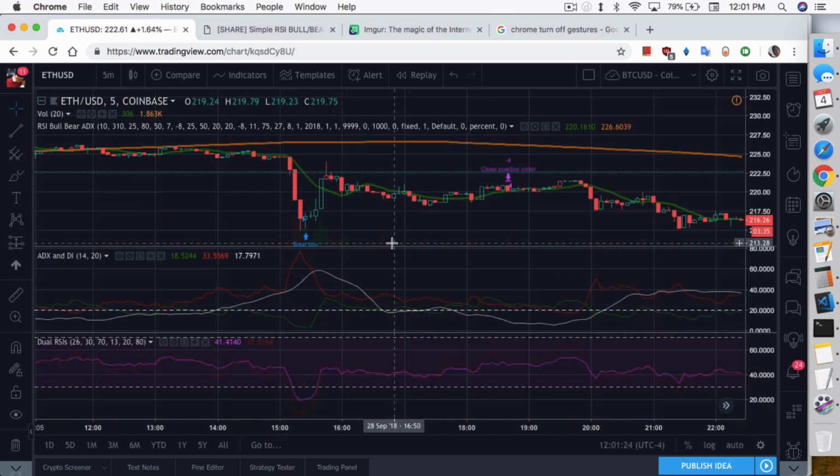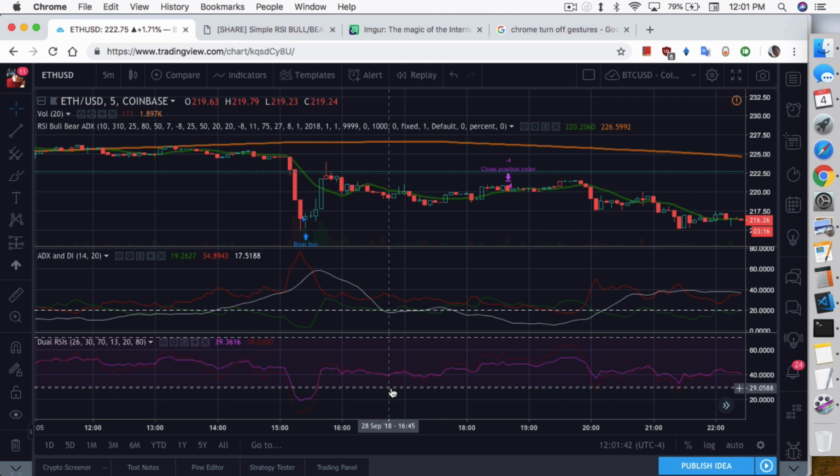So as I mentioned before, during the bull trend, it uses a set of RSIs, and then during the bear trend, it uses another set of RSI. So you could technically have two sets of RSI over here. Instead of having the ADX over here, you would have RSI 1 here and RSI 2 here.